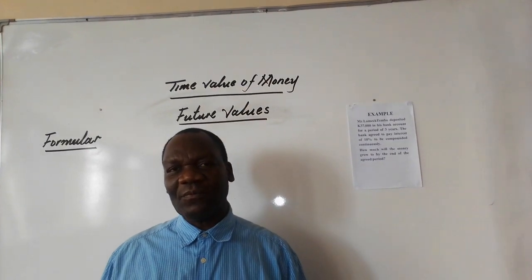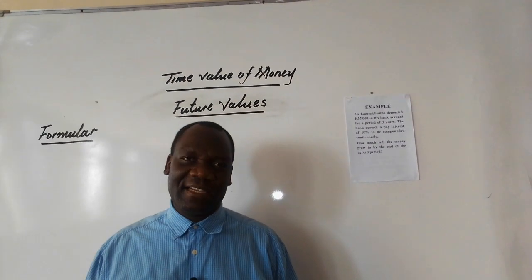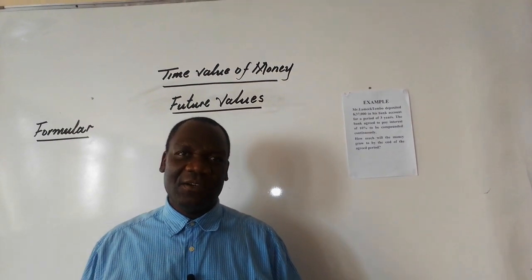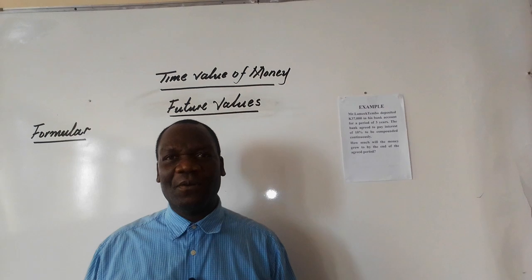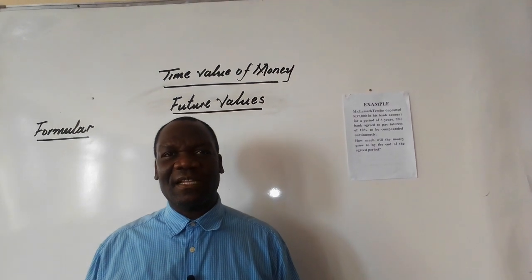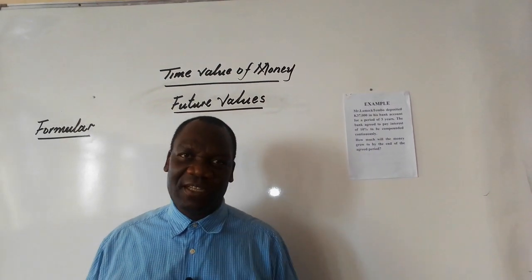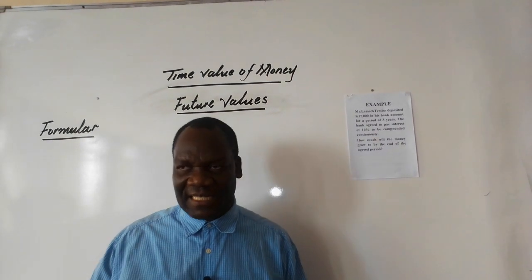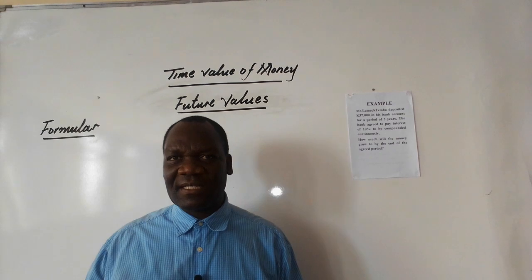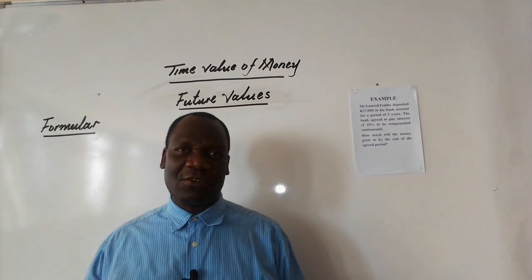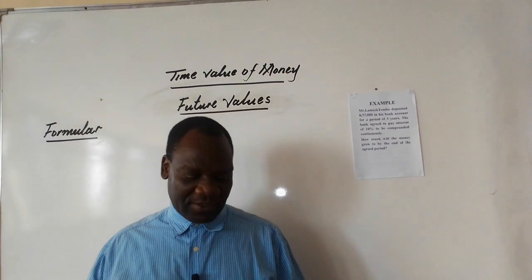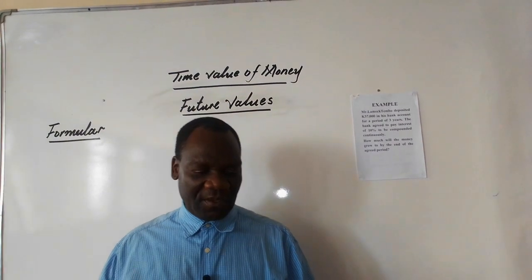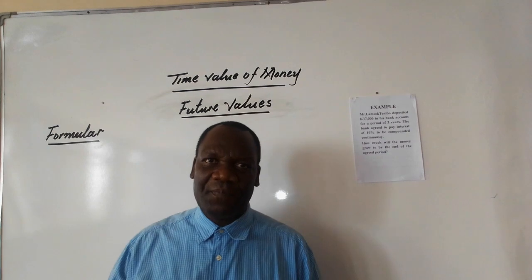Today, we continue with our lectures in the series. We started looking at time value of money, and we started with simple interest and compound interest. Now we were looking at the compounding system, where interest is compounded annually, interest is compounded half a year, interest is compounded quarterly.